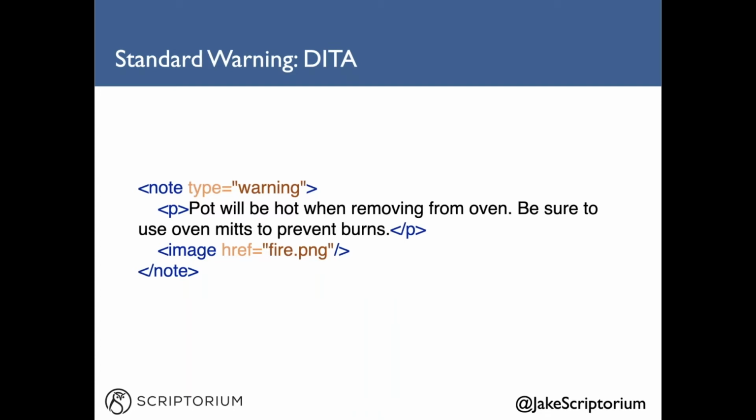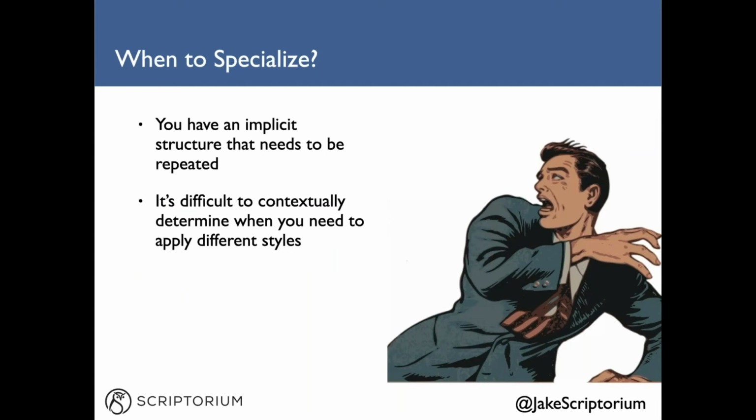So now we've got 3 warnings with the 3 different kinds of content, but we're keeping this all within the standard DITA note element. There's no actual semantic difference between them within your DITA content. So at this point, we actually do have an implicit structure that needs to be repeated.